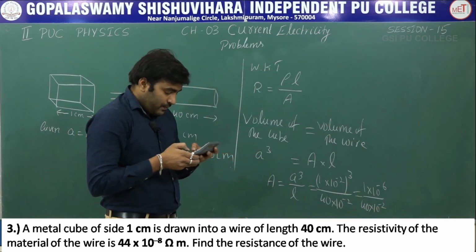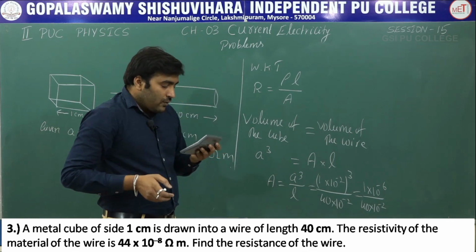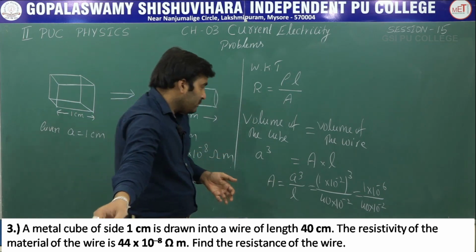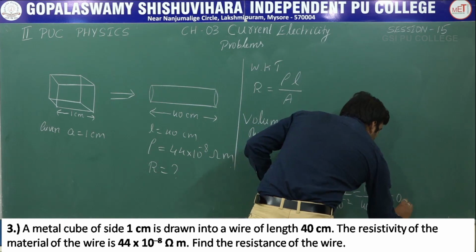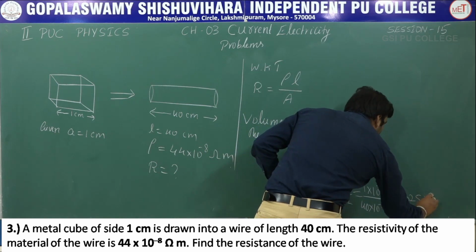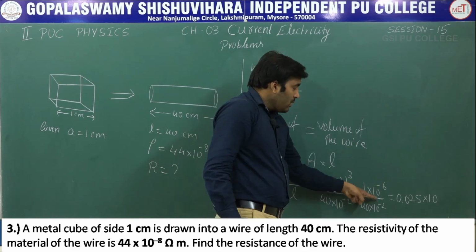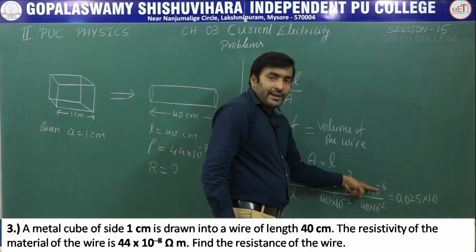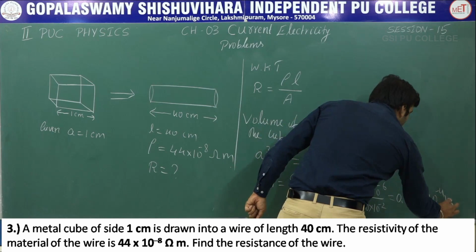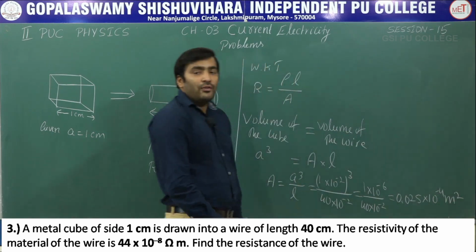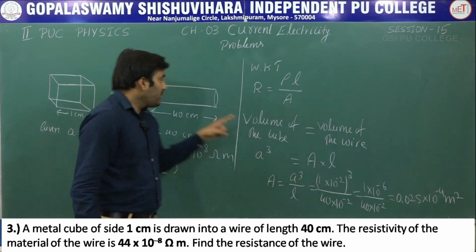So 1 by 40 we'll get 0.025. 0.025 into 10 power minus 6 divided by 10 power minus 2. If we divide this, we'll get 10 power minus 4 meter square. So we got the value of the area of cross section of this wire.